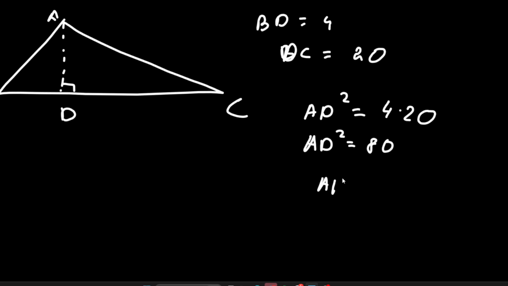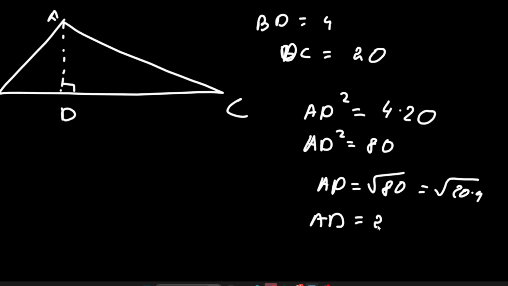Now AD is going to be, then the square root of 80 is... We can bring it back to 20 times 4, and we can take the square root of 4. So we're left with AD equals 4 times square root of 20. So it's 2 times square root of 20. And you can also break 20 into two parts, into 4 times 5.